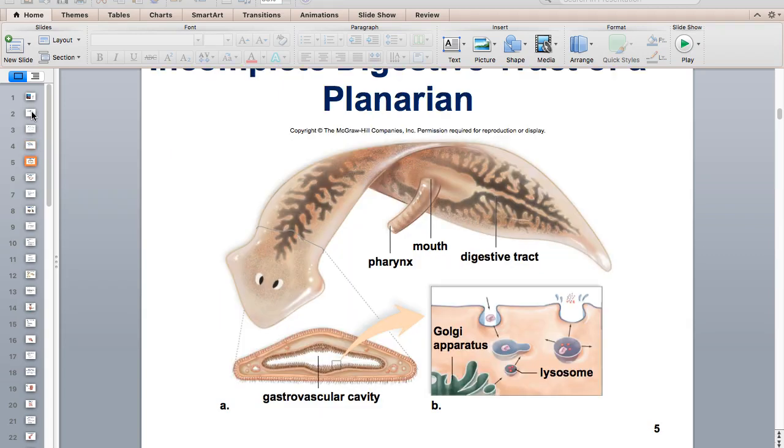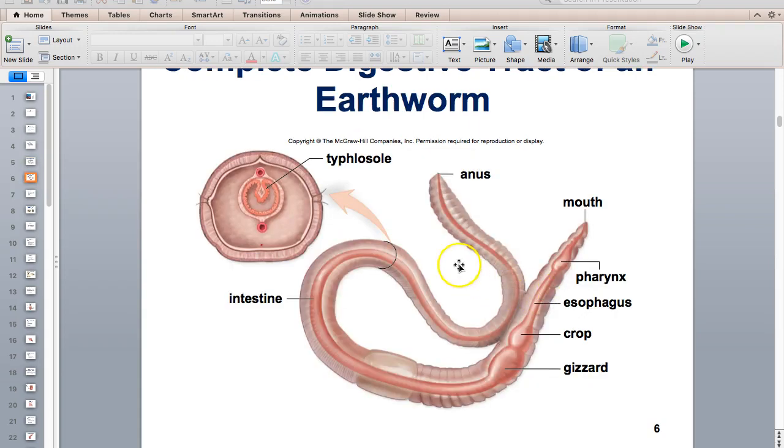So this is just showing you a picture here. Again, you can see the mouth, the pharynx, and the digestive tract of the planaria, and they have this sort of gastrovascular cavity, right? So there are no intestines or stomach or specialized parts, okay? This is showing you that once the food is broken down, it's then going to enter into a cell and get absorbed. If you talk about the earthworm, it's a little more complex.